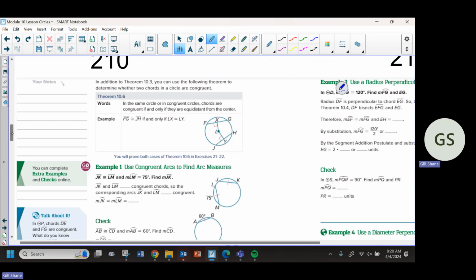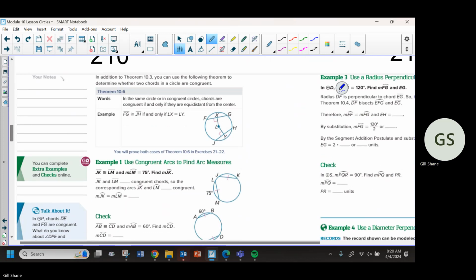All right, so now 210. That was it on that one. We got one more. And then we'll do some examples, and then hopefully you'll have a minute of practice for the exit ticket.